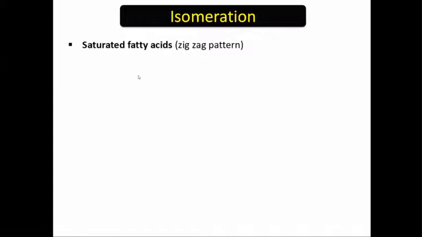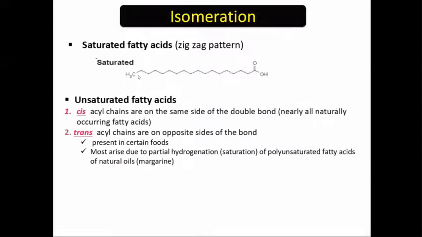The other is isomerization. Okay, isomerization is here. If a fatty acid has double bonds, the arrangement of hydrogen may be on opposite sides or it may be on the same line. Now, which one is good for our health? It is cis.